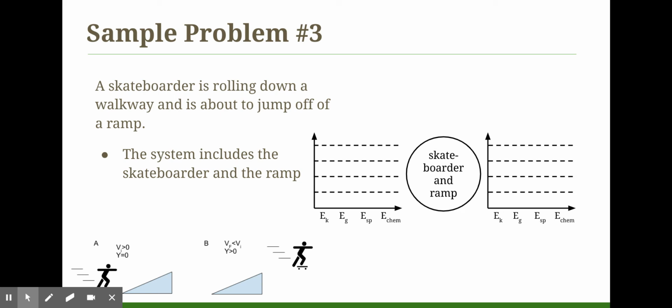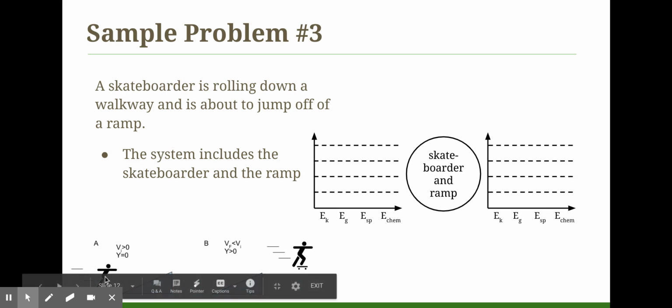In our third problem, here we have a skateboarder rolling down a walkway, and they're going to jump off this ramp. So our system here includes the skateboarder and the ramp. So at the start, skateboarder moving, it tells us initial velocity is bigger than 0, so that means they're moving. Y equals 0, that means they're on the ground.